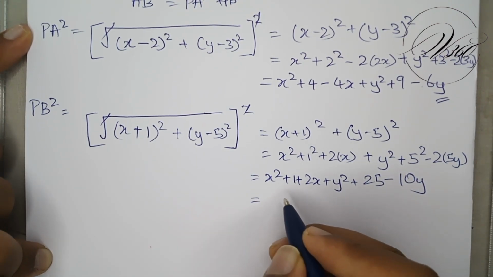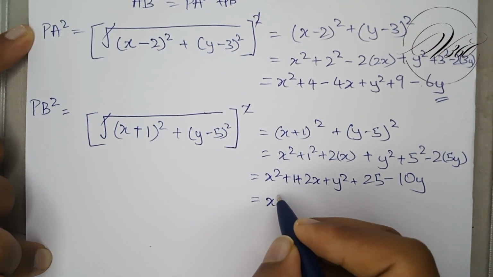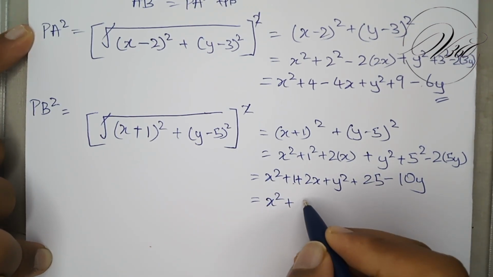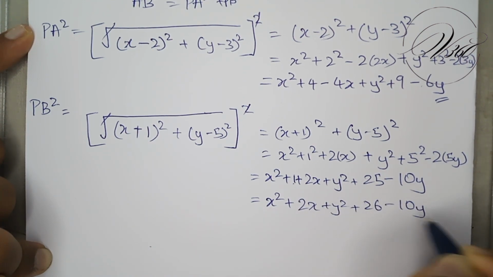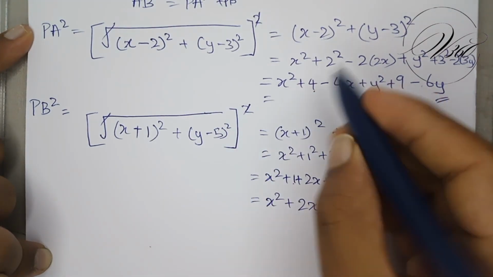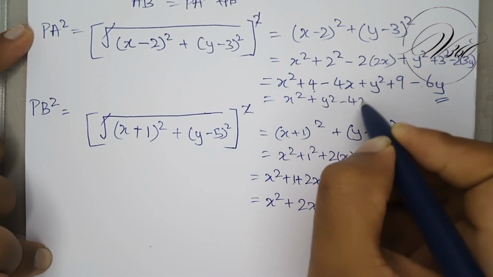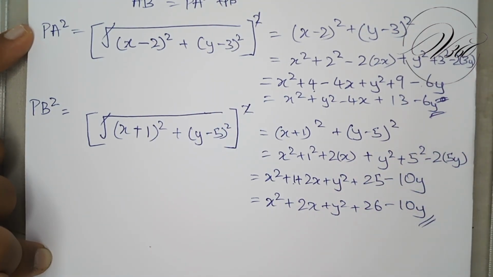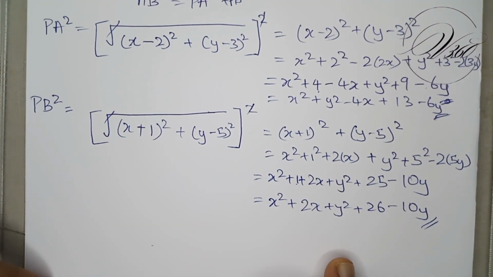Now here we'll get the answer x square plus 1 plus 25, 26, 2x plus y square plus 26 minus 10y. This is the answer. Here in PA, 9 plus 4, which is 13, x square plus y square minus 4x plus 13 minus 6y is the actual answer for PA square. Right, I had missed adding this both. Now I have solved this.